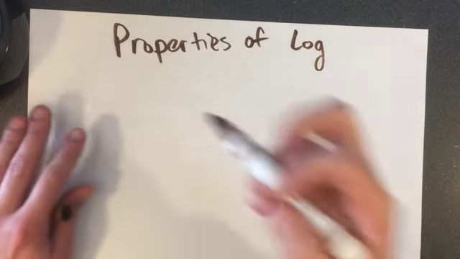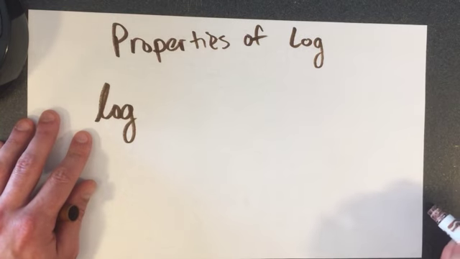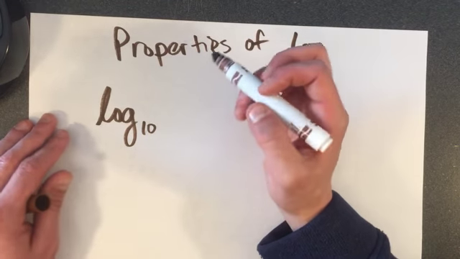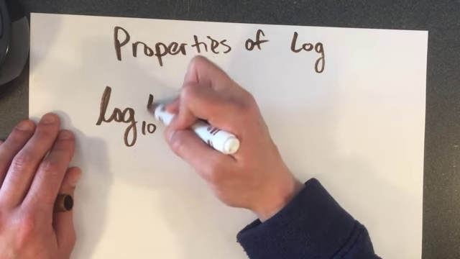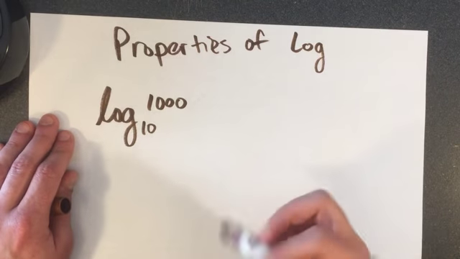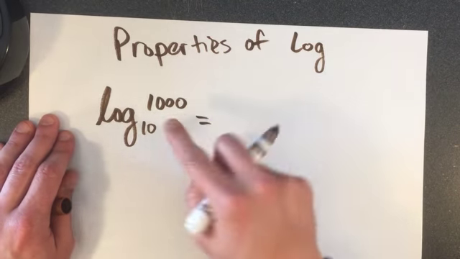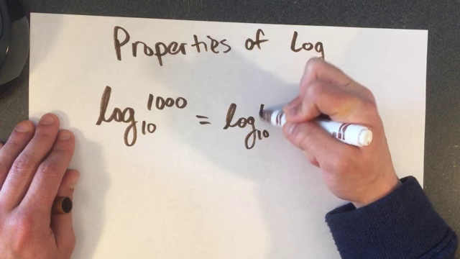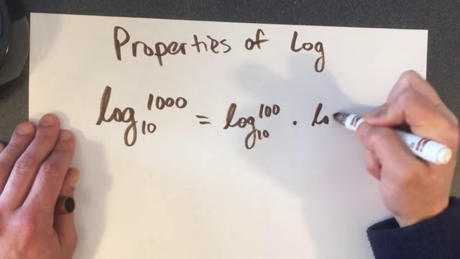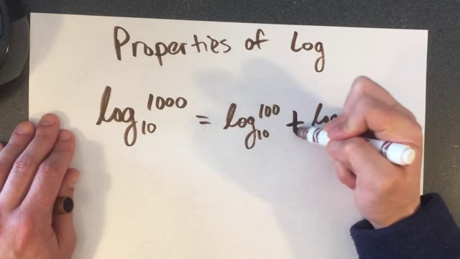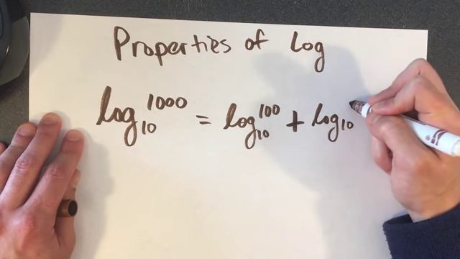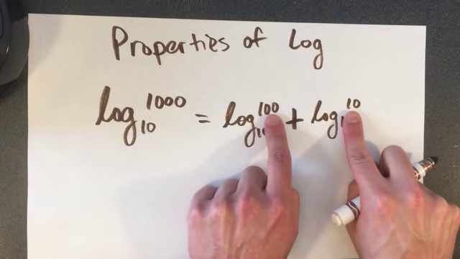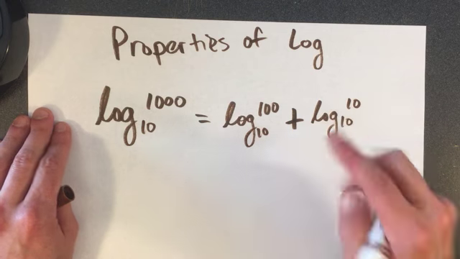Properties of log. So, if you have log, let's use base 10. And let's say we have, let's take 1,000 here. Well, this can be split up. I know 1,000 is the same thing as 100, and I add here, times 10. So you see here, I can break up any number into its multiples. You can call this property 1.